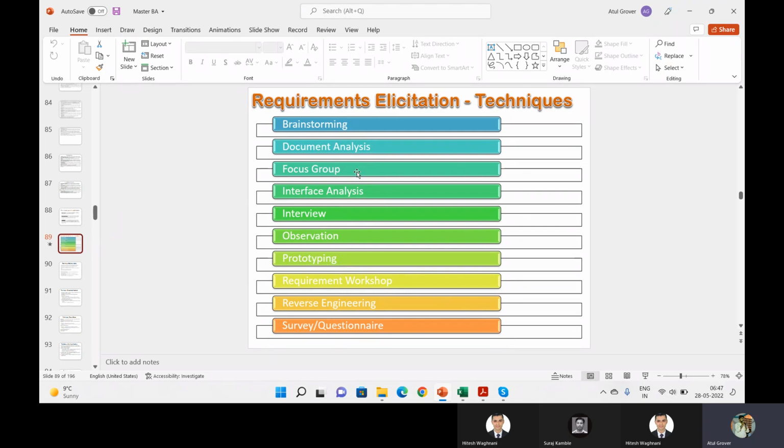After that, you can arrange the workshop. Maybe after the document, you can go for brainstorming, or after the document, you can go for the focus group. There are no limits to arranging frequent workshops, right? Why not, we can, right? I mean, the ultimate goal is that requirements should come in properly, otherwise there will be problems later, right?